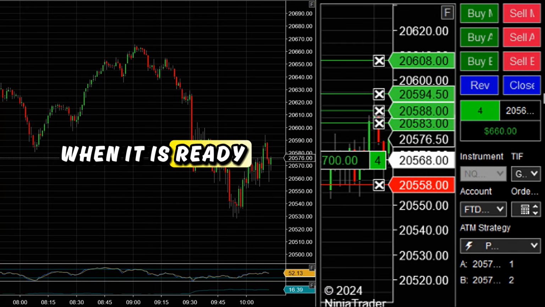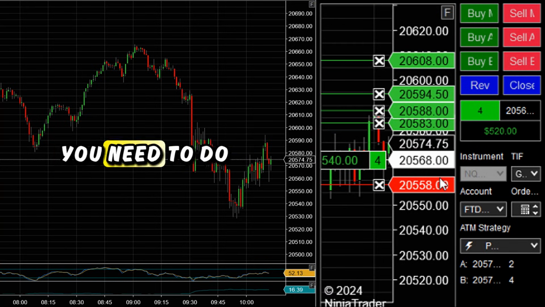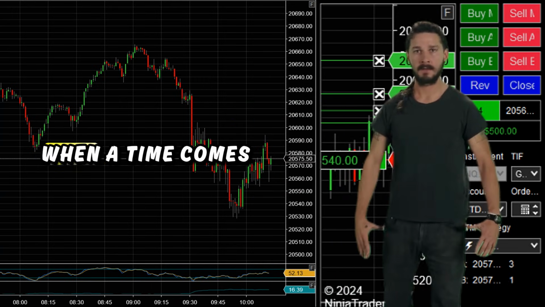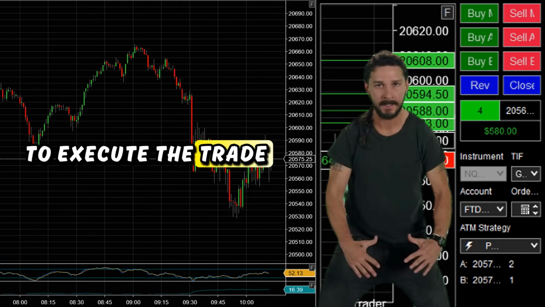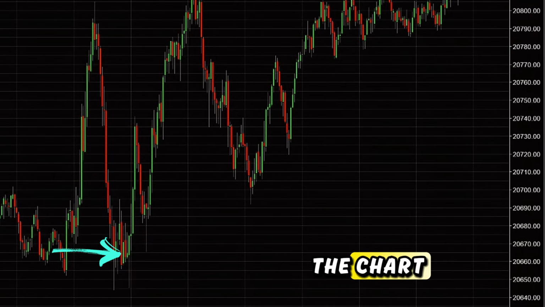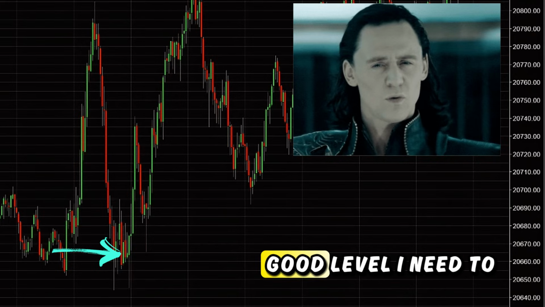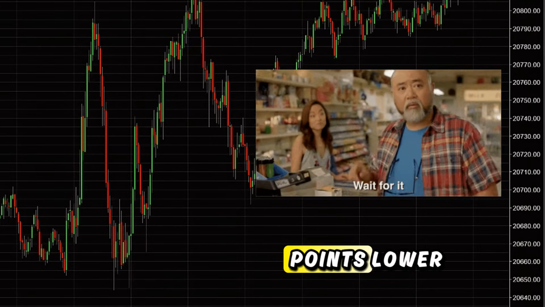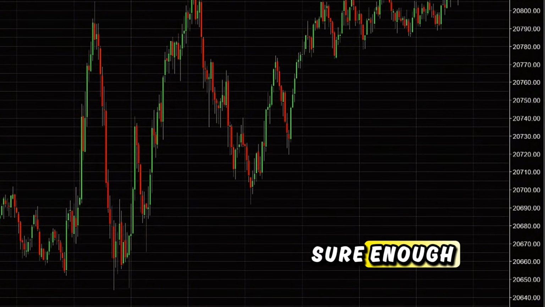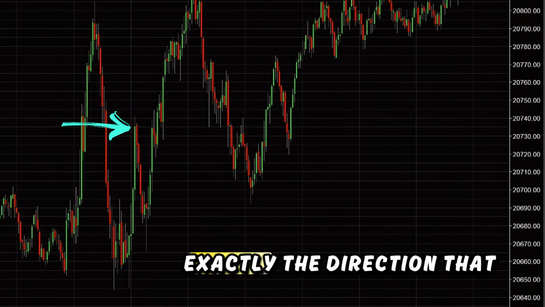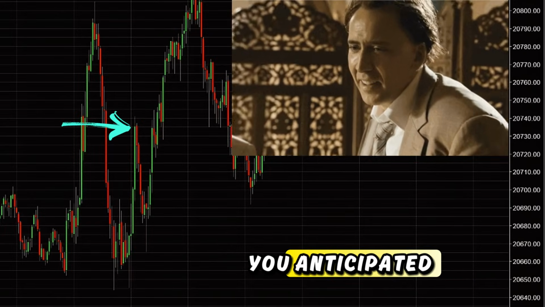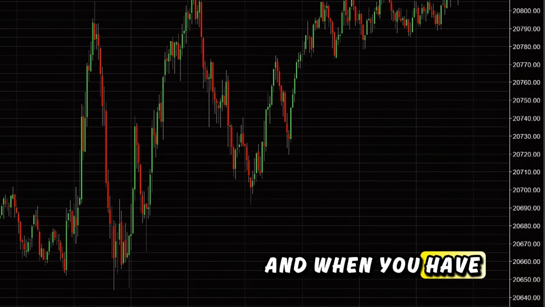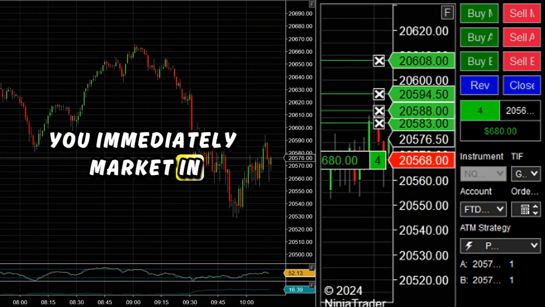But when it is ready and the price action seems to stabilize, you need to do number 7. You must execute, and do not doubt when the time comes to execute the trade. When was the last time you looked at the chart and you said to yourself, man, this is a good level, I need to get in now? But no, let's just wait for another 2 to 3 points lower and I'll get in. And sure enough, as you waited, the price snapped exactly the direction that you anticipated, and yet you're not in the trade. When it is time to execute the trade, and when you have seen the sweep, you immediately mark it in and get long.